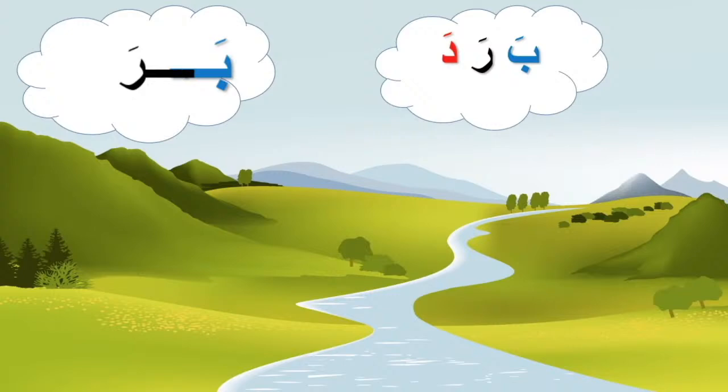But now I want you to notice what happens with the third letter. Ra cannot connect to dal from the left. So we're going to have a space between ra and da. The way to read this word is barada, barada.